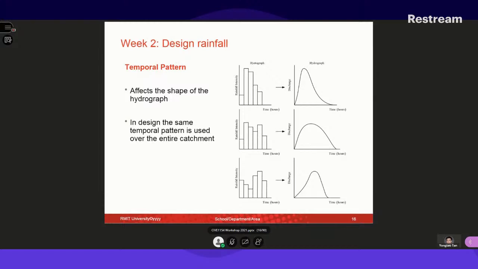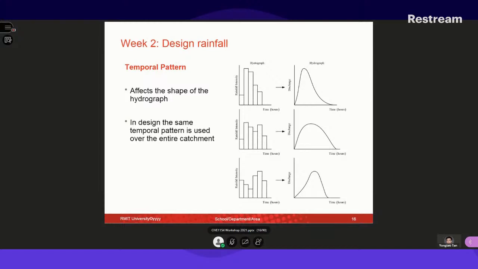So normally the rainfall does not fall with a uniform intensity, which means the intensity also changes with time. So the behavior of the runoff hydrograph will be affected by the temporal pattern of a storm. This figure shows how the hydrograph is affected by the temporal pattern. Different patterns will result in different hydrographs.